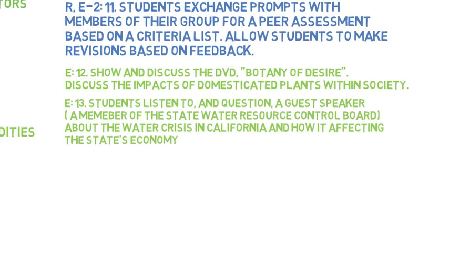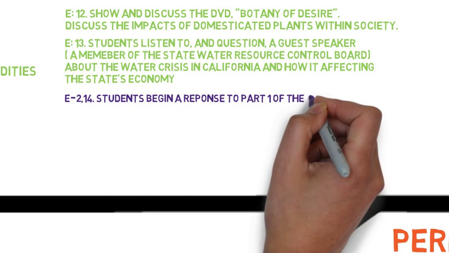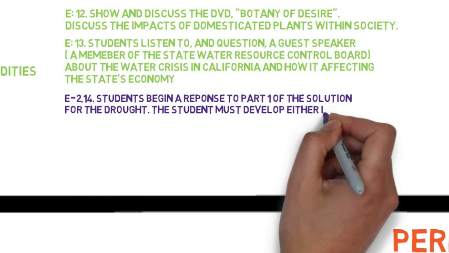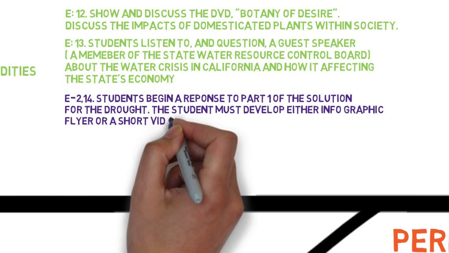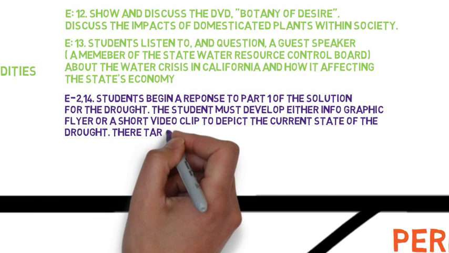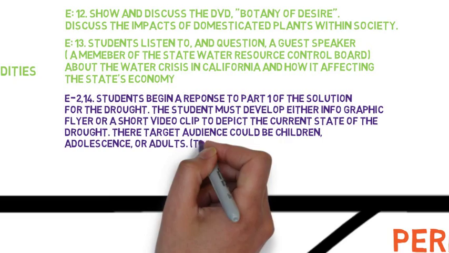14. Students begin a response to part 1 of the solution for the drought. The student must develop either an infographic flyer or a short video clip to depict the current state of the drought. Their target audience could be children, adolescents, or adults. These are collected and graded by the teacher.